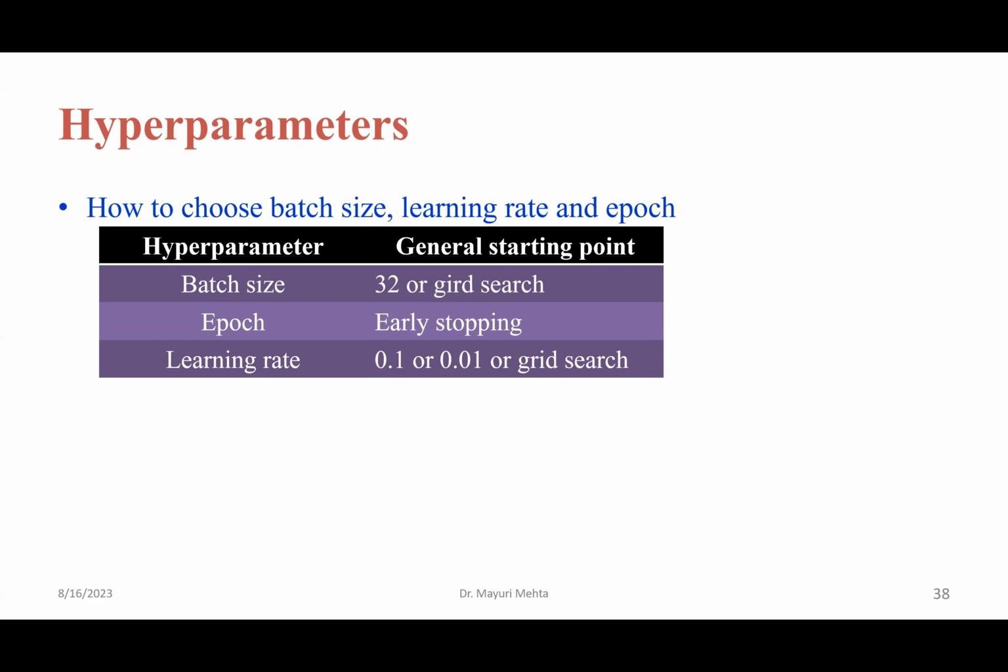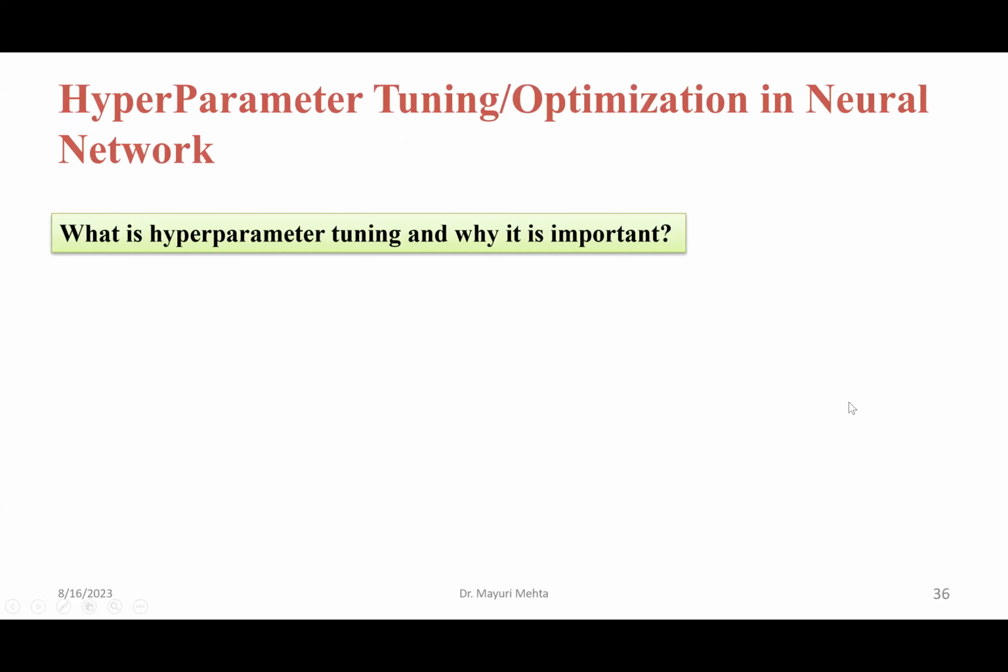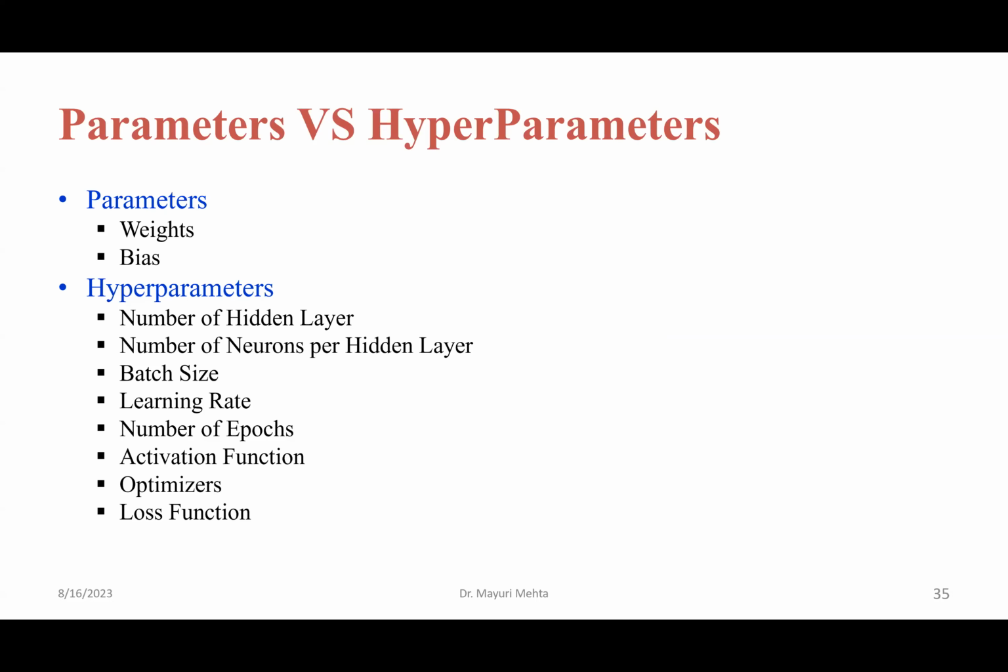These hyperparameters are not estimated from the given data, but the parameters are. Let me show you. If you remember, we discussed these parameters and hyperparameters, right? Weights, bias, number of hidden layers, number of neurons per hidden layer, batch size, learning rate, and number of epochs. Activation function, optimizers and loss function are yet left.